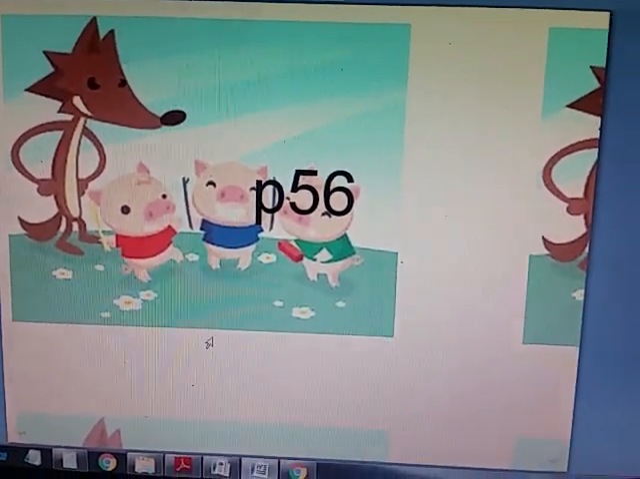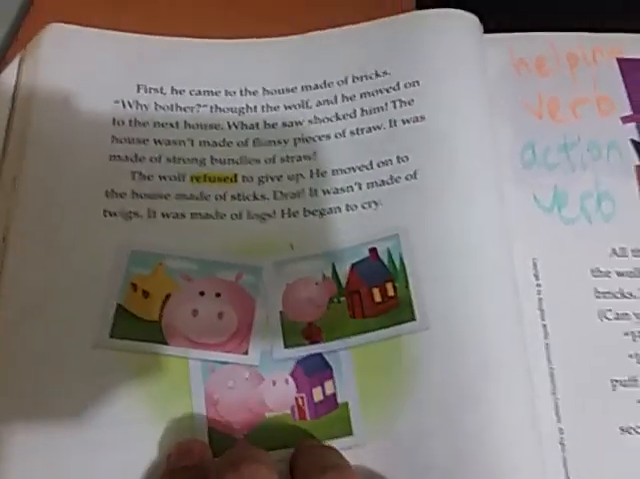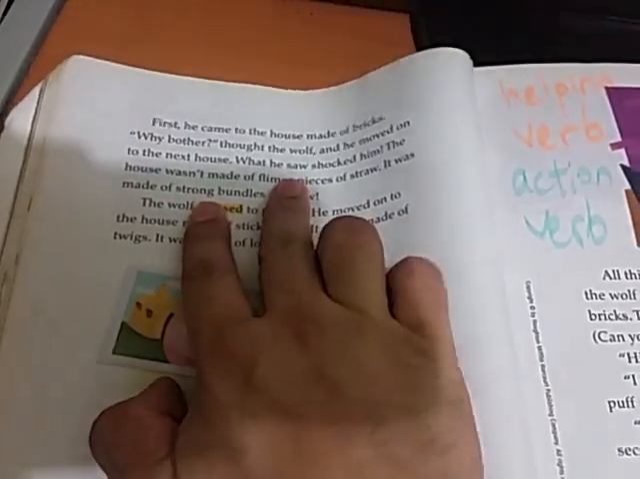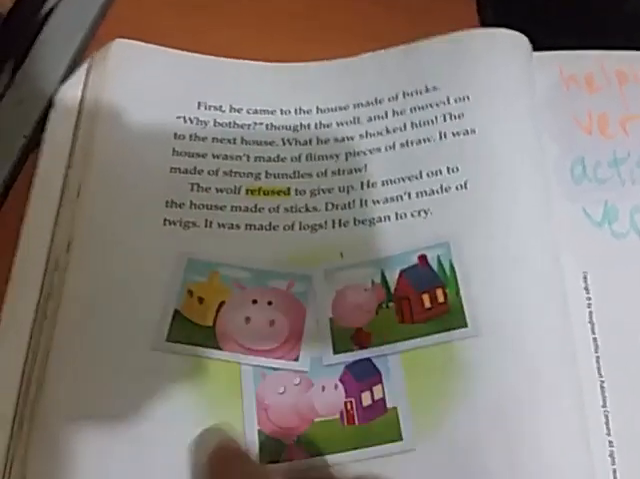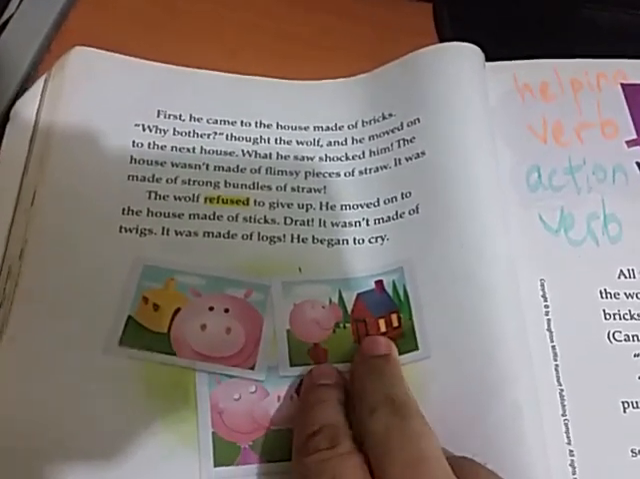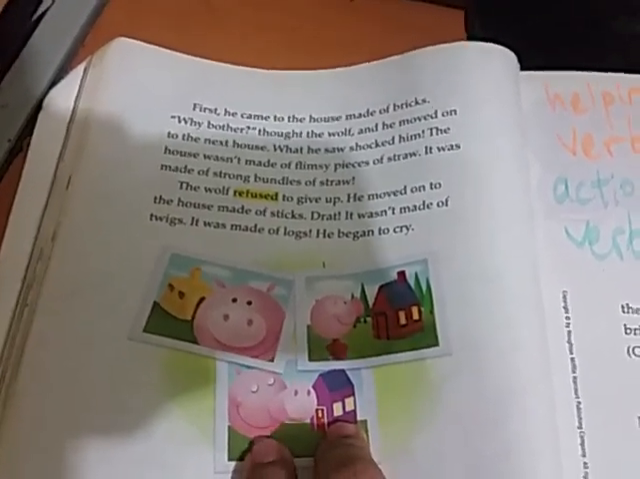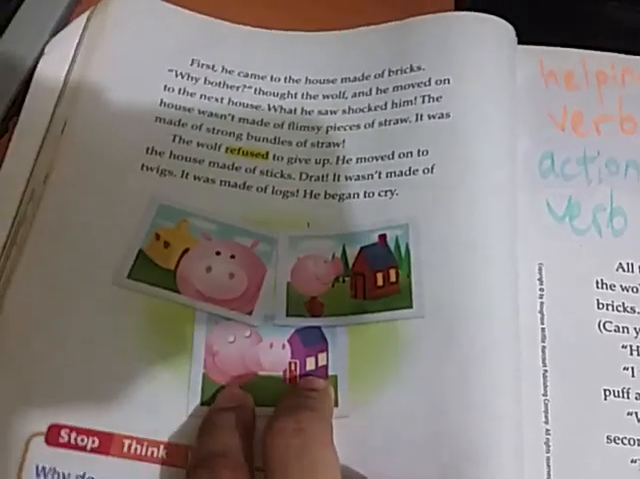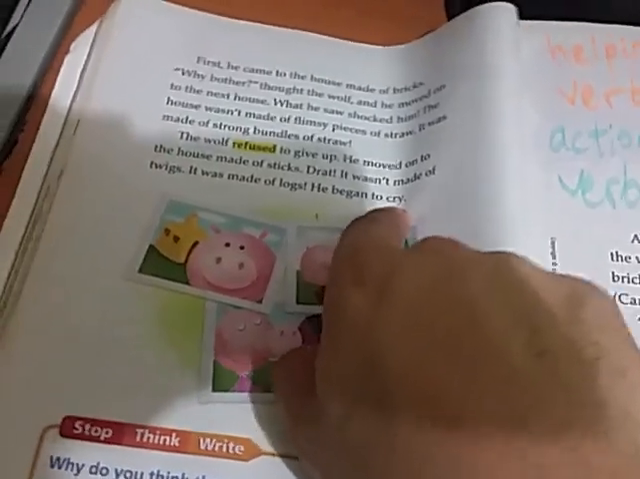Page 56. On this page, remember we learned that the pigs wolf-proofed their houses. The wolf tried the first one, but then he said why bother, because he knew it was too strong. Then he went to the second, but it was not made of sticks but logs. And then he went to the little one that was meant to be of straw, but it was actually made of bundles of straw. And he started to cry.